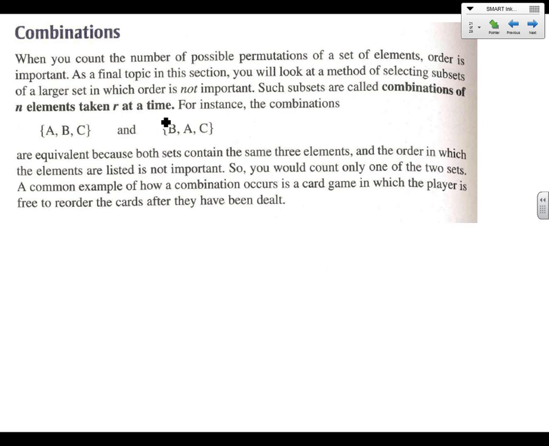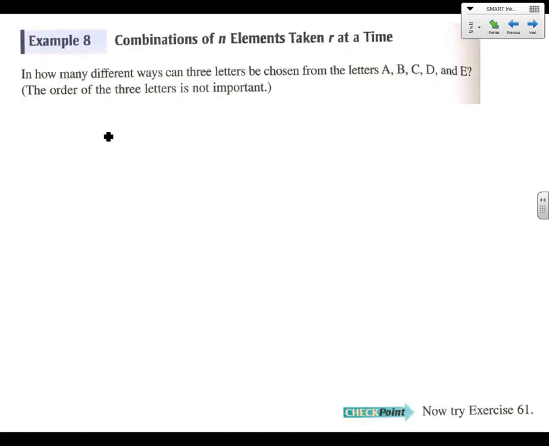All right, so that brings us to combinations. Combinations, we don't care about the order. ABC and BAC are exactly the same. So we're going to use this in a lot of situations, but the key on this is when to use them is if order does not matter. Okay? All right, how many different ways can 3 letters be chosen from this list? Okay? Remember, the order of the 3 is not important.